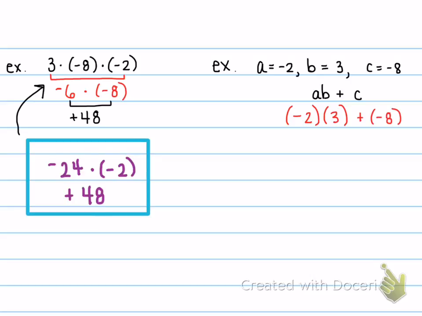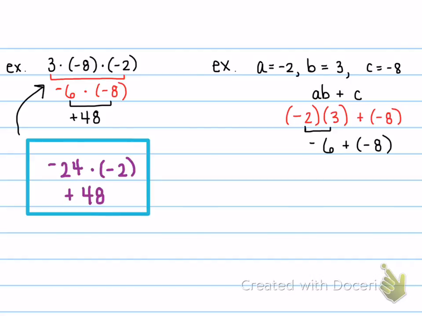Now that parentheses is just separating the positive and the negative. Because of order of operations, you have to do the negative 2 times 3 first, because multiplication comes before addition. So I have negative 2 times 3. Negative 2 times 3 is 6. The signs are different, so it's negative. And then plus negative 8.